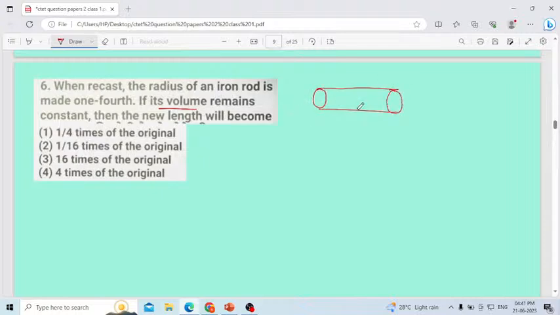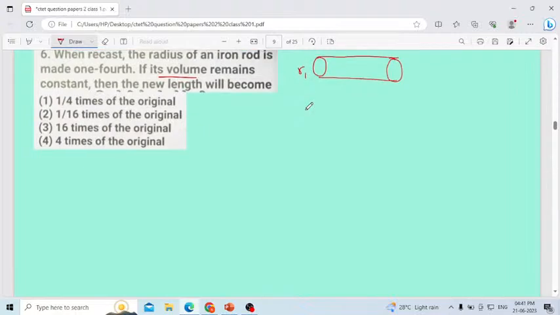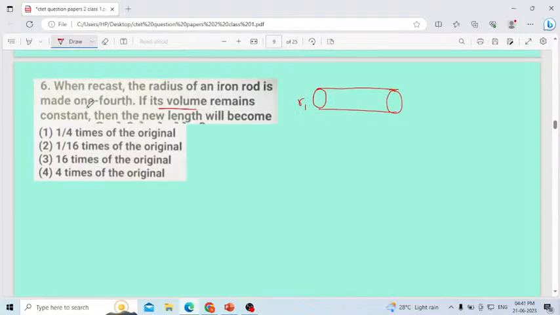Before changing the radius of the iron rod, consider r1. After changing the radius, the second one will become 1/4 of the first one. 1/4 of the first one means it will reduce in size. I will consider this radius as r2, and I will consider the first iron rod's length as L1. Length you can consider. This second L2 is the length of the second iron rod when the radius is converted to 1/4 of r1. Here what they have given is that the volume of both will be the same.